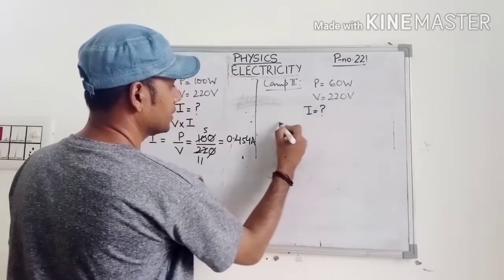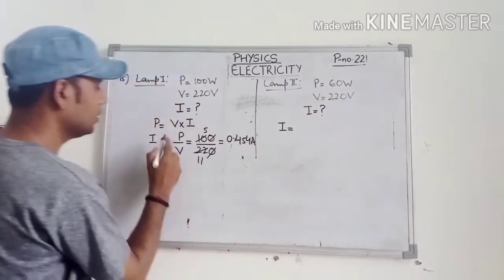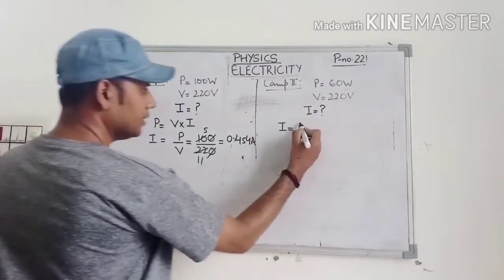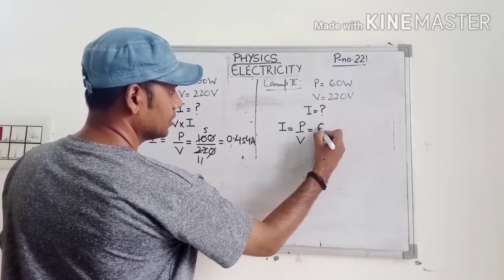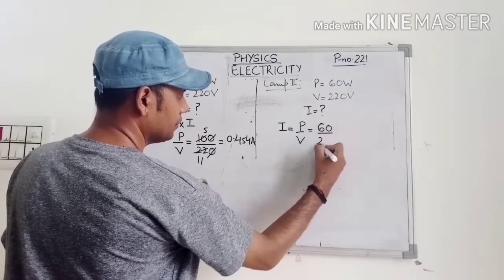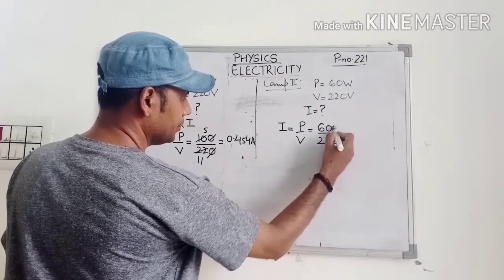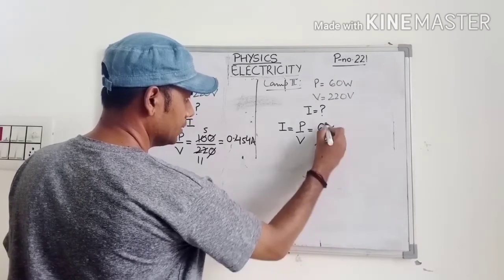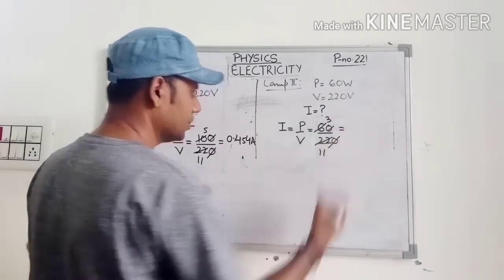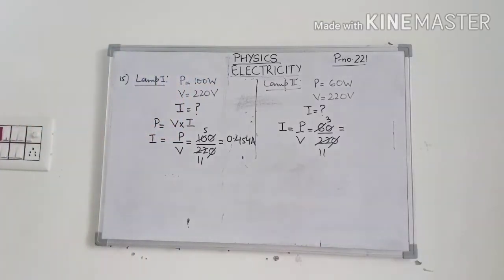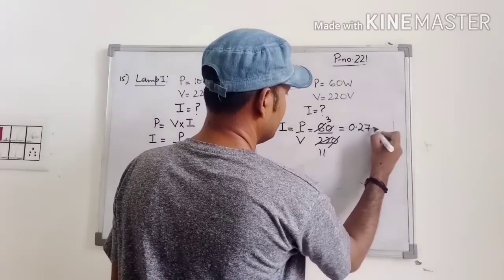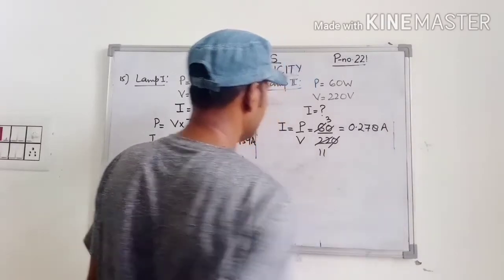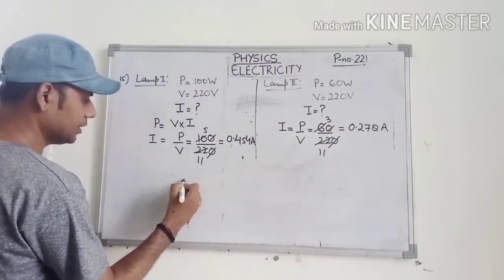Then for the second lamp, you have to find the electric current. By the same formula, we can apply P upon V, which is 60 watts divided by 220. Zeros cancel. 2 11s are 22, 2 3s are 6. So it is 3 upon 11. On dividing, you will get 0.278 amperes.